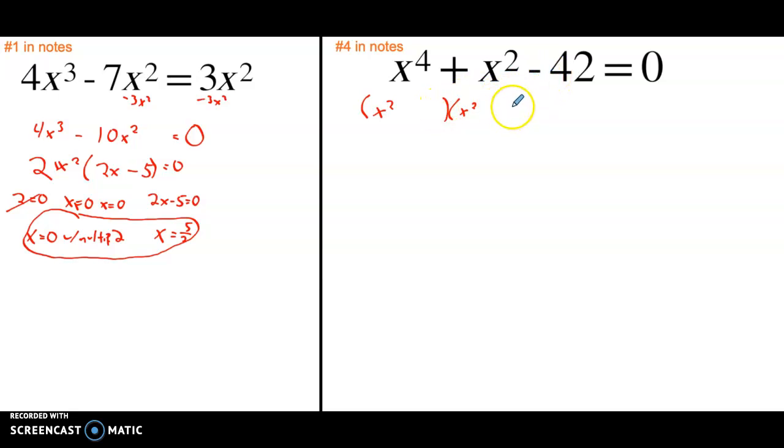Our last two numbers have to multiply to be negative 42. At the same time, when we do the outside and inside part of FOIL, we got to get our middle term of positive 1x squared. So I like plus 7 and minus 6 equals 0. All right, it's in factored form, so I'm going to set my two factors equal to 0.